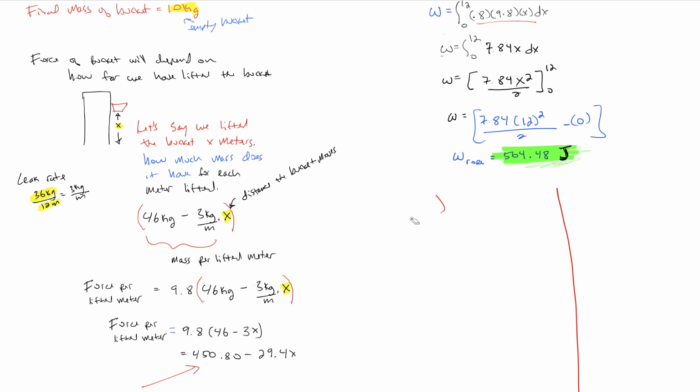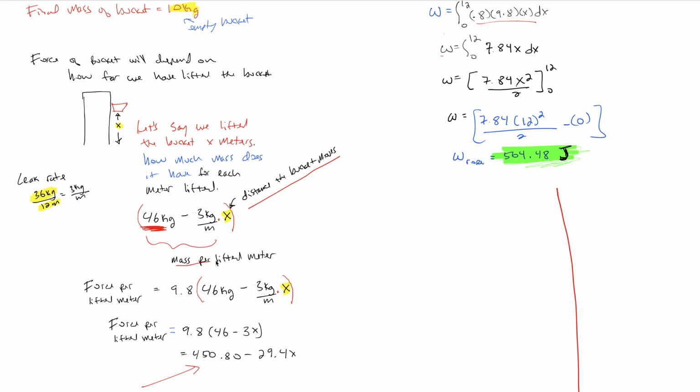So x is the distance the bucket moves. This is the initial mass, bucket and water and all, this is the decreasing rate, and this is times the distance that the bucket moves.